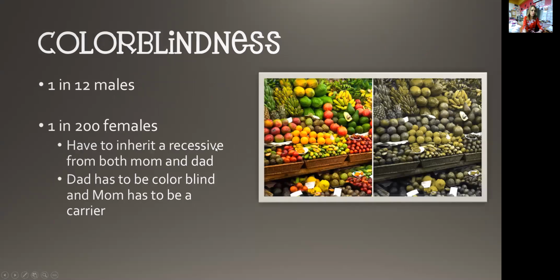So one of the most common ones you see is color blindness. It affects 1 in 12 males, but 1 in 200 females, because in order for a female to contract color blindness, she has to have a father who is colorblind and a mother who is a carrier, so that both dad and mom could contribute a recessive allele for her to inherit. Usually the odds of that are pretty slim.